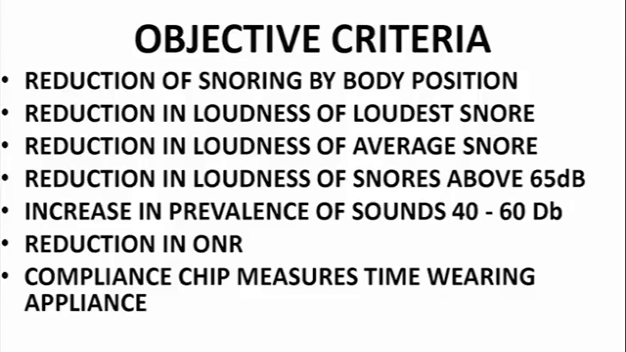And then we have objective criteria. Reduction of snoring by body position, reduction in the loudness of the loudest snore, reduction in the loudness of the average snore, reduction in the loudness of snores above 65 decibels, increase in prevalence of sounds between 40 and 60 decibels, reduction in oral nasal resistance, and compliance chip, which Rick is talking about and he's going to have. It measures the time wearing the appliance.